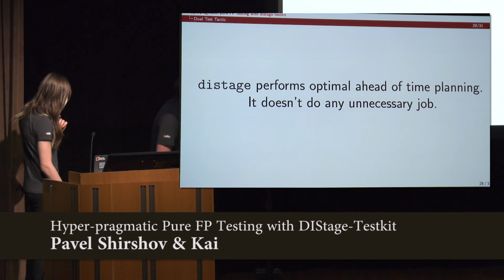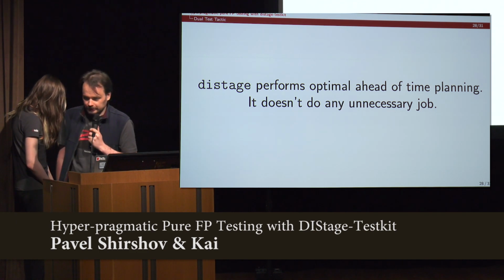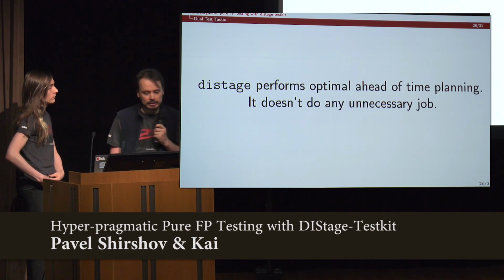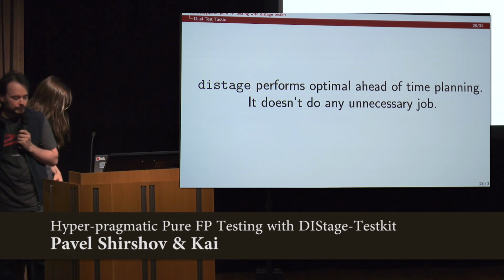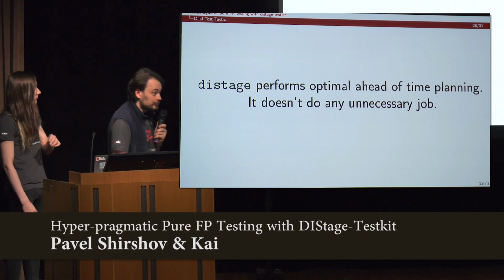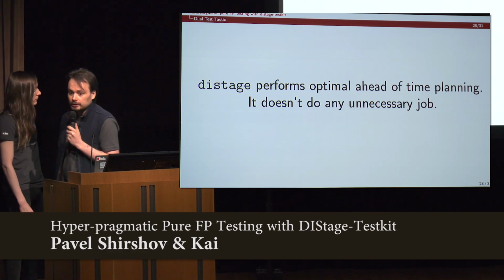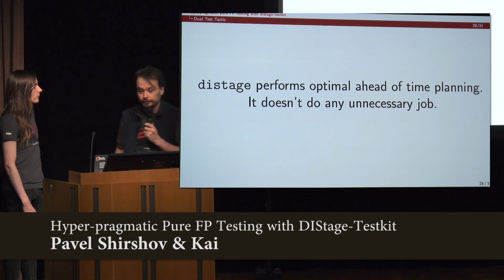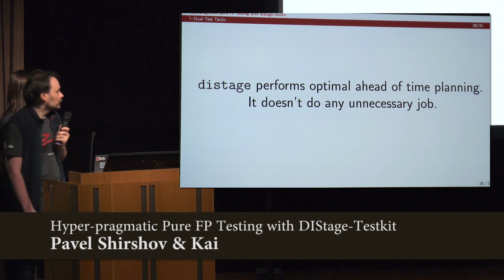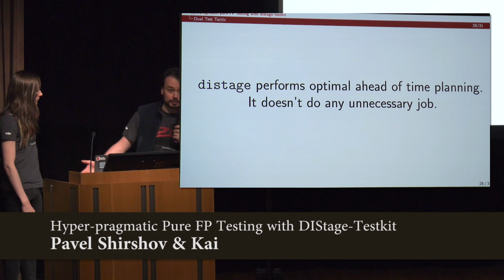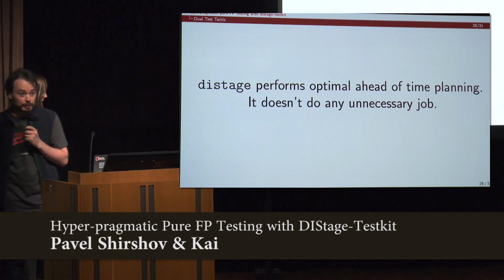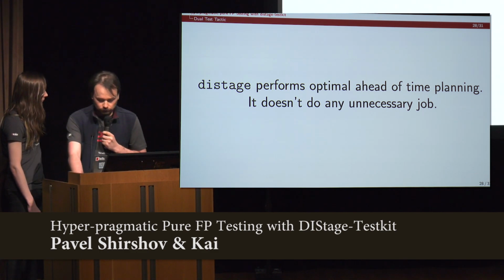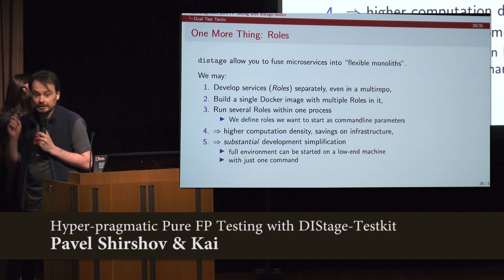how is it all possible? How does DIStage work? Actually, it performs optimal ahead of time planning. It takes your wirings, turns them into a directed acyclic graph. Then it removes all the unreachable elements in that graph, so it performs garbage collection actually. Then it linearizes that graph using topological sort and executes it, right? So again, it doesn't do any unnecessary job.